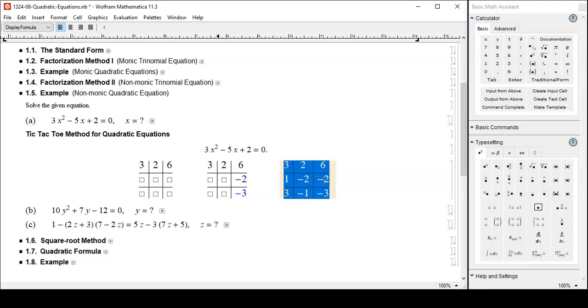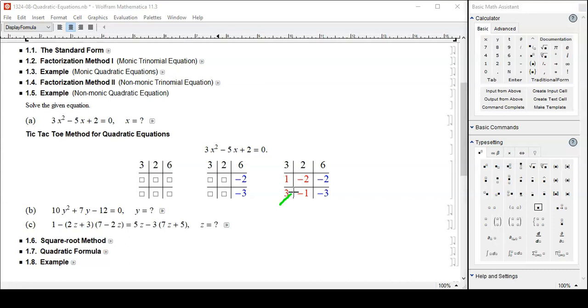1 times -2 is -2, okay. And 3 times -1 is -3, all right? 3 times 1 is 3. -1 times -2 is 2. And -3 times -2 is +6. Everything fits. And then we go ahead with a cross multiplication like this.